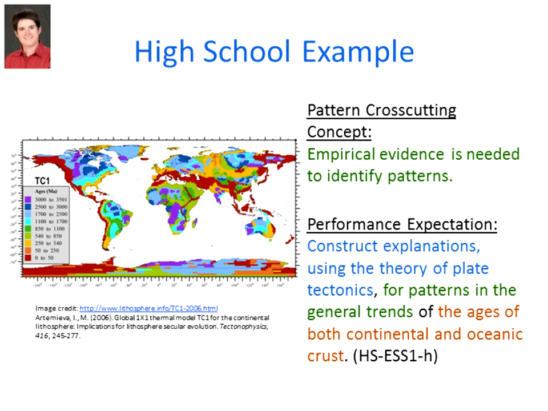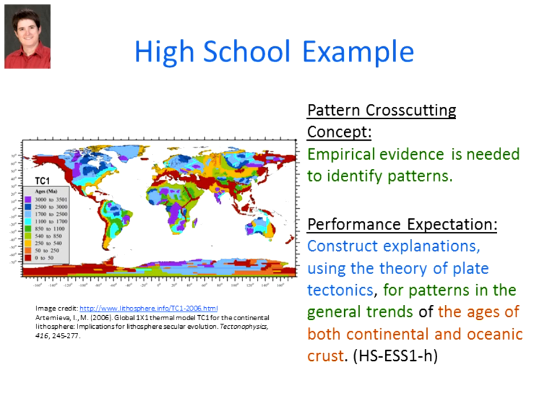And then finally, a high school example. The patterns cross-cutting concept is that empirical evidence is needed to identify patterns. So here's an earth science example of a performance expectation: students should be able to construct explanations using a theory, so that's the practice, for patterns in general trends, there's our cross-cutting concept coming in, of the ages of both continental and oceanic crust. And so this is the kind of disciplinary core content.